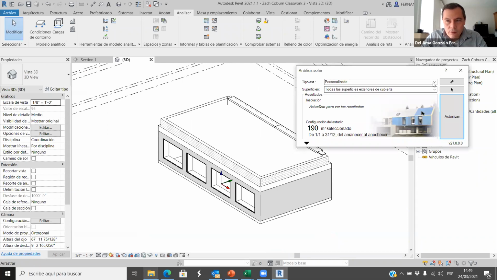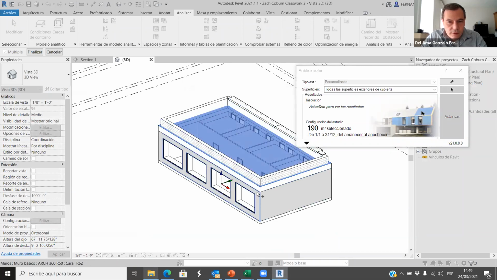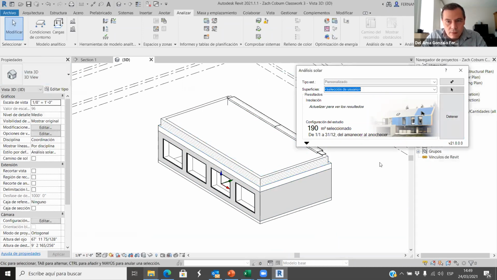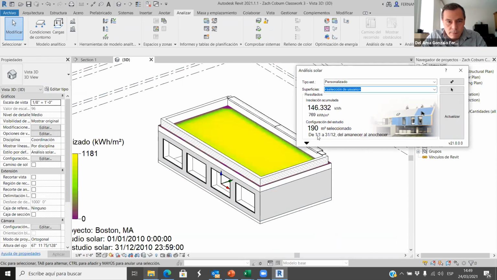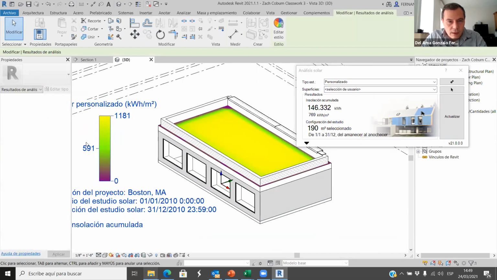You can go to Custom. You can go to select your surfaces. Okay, you select this, then you finish, and then you update, and it has the same analysis that we saw with the 2020. Okay, so it works exactly the same way.